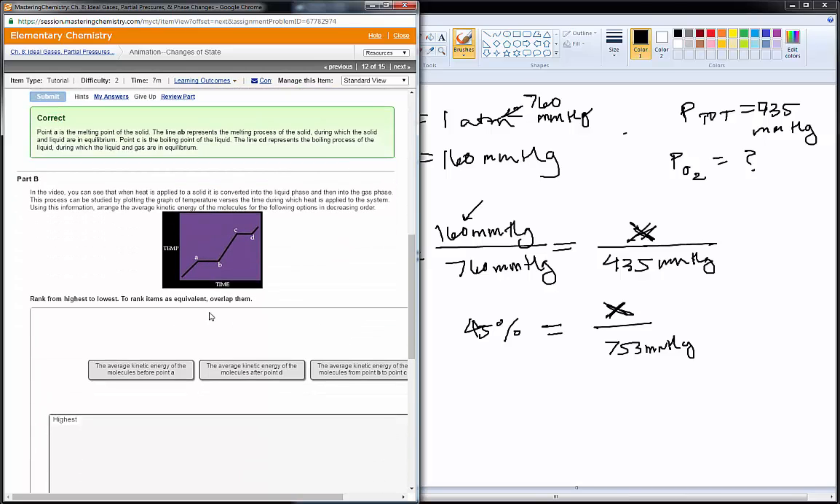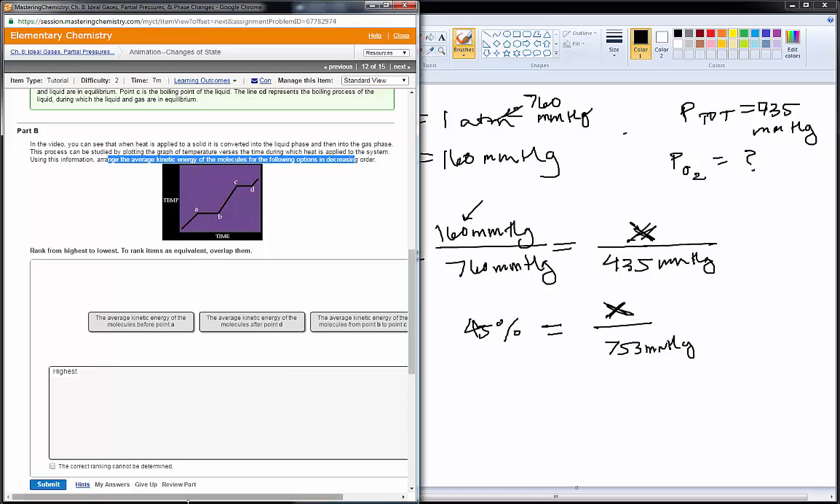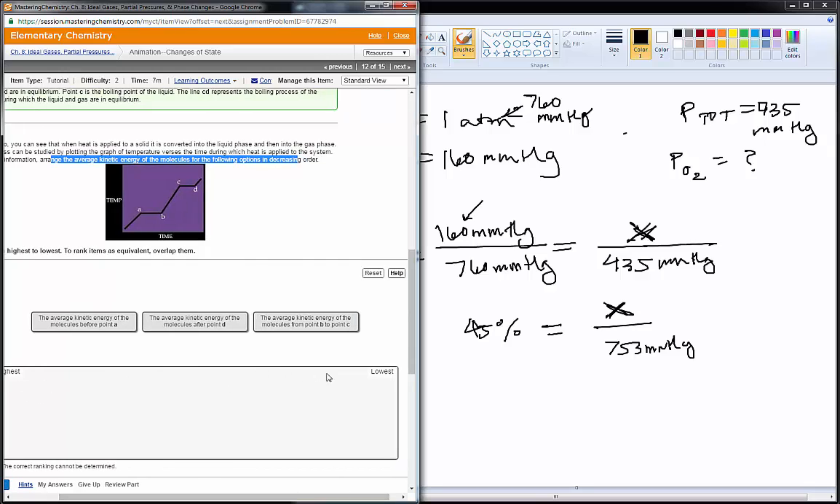All right, so we want to know what the average kinetic energy of the molecules for the following option is in decreasing order. So highest kinetic energy, lowest kinetic energy. And you know that the more you increase the temperature, the more kinetic energy you're giving them. So after point D is a gas. Those are going to be the highest kinetic energy because we're up here.